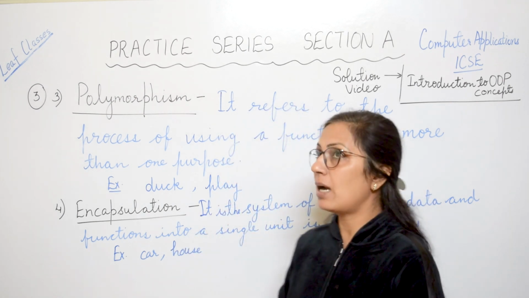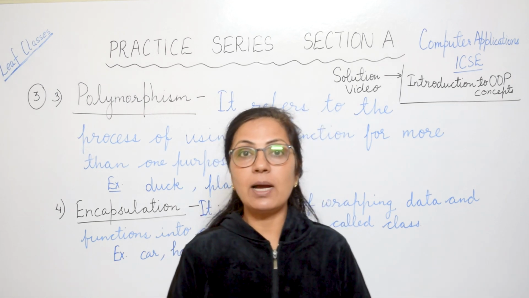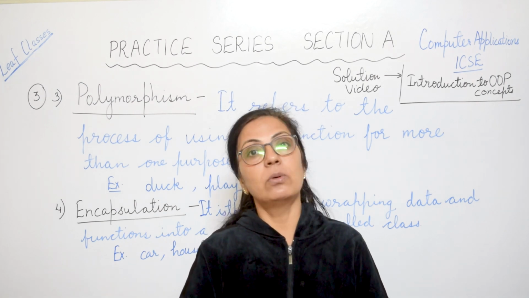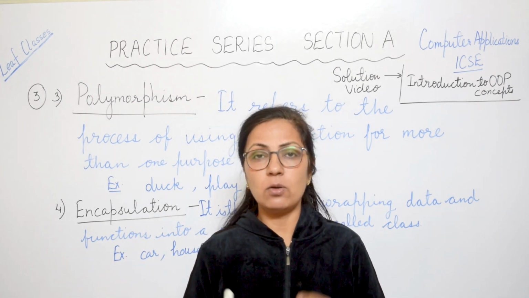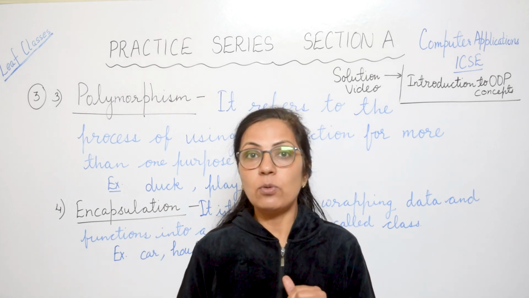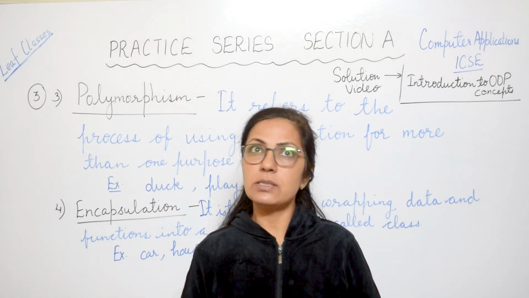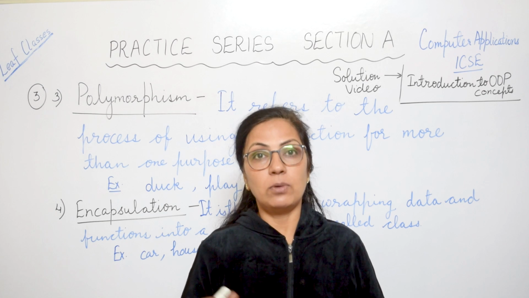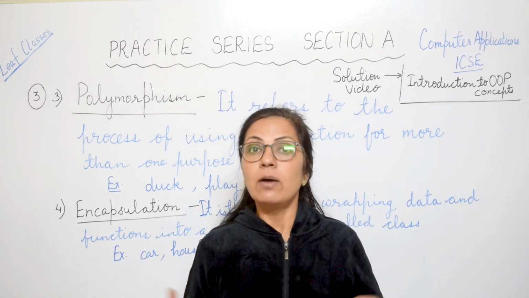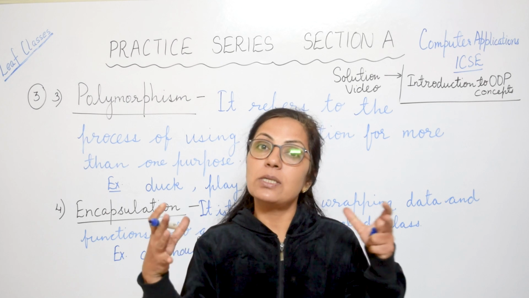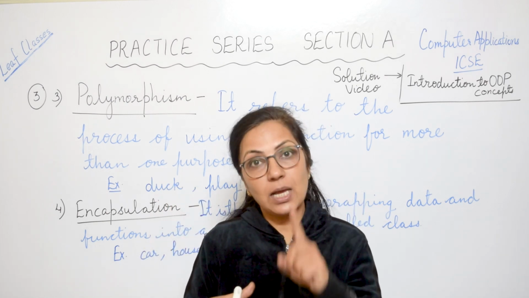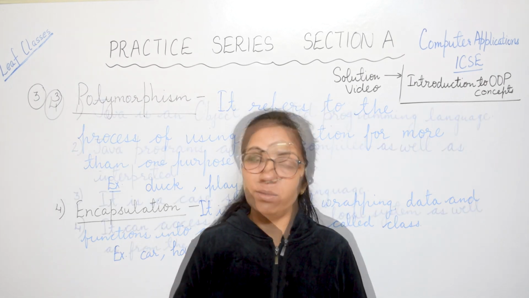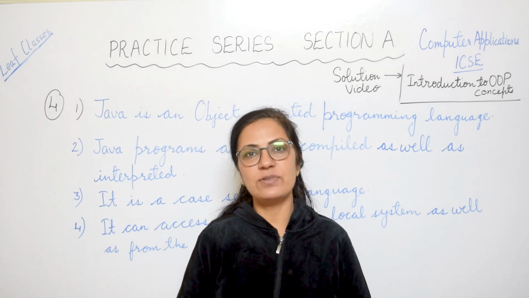The example, car, house. Now if you have a car, you don't say I have 4 wheels, I have 1 steering, 2 seats, 2 mirrors, all that you will not say. You will say I have 1 car. Similarly, if you talk about your house, you will not say I have 2 rooms, 3 rooms, 1 kitchen, 1 dining room. You say I have a house. So all the data and the functions are wrapped together to make a single unit, that is known as encapsulation. Is it clear?